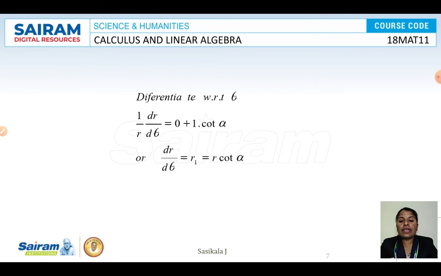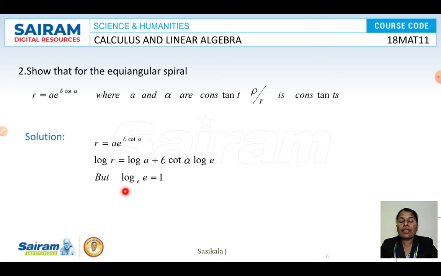So first you can find the radius of curvature. For that you are going to take the log. It is a polar curve, right? So you have to take the log. So log r is equal to log a plus theta into cot alpha into log e, because you have to use the a to the power m formula. So it will be theta cot alpha into log e. So as we know, log e to the base e will be 1.